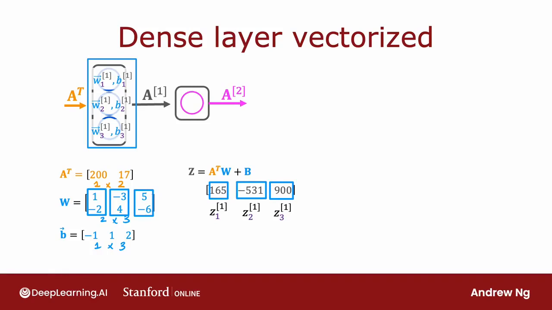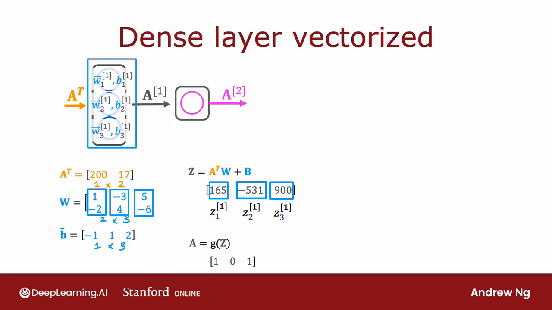And then finally, if the function g applies the sigmoid function to these three numbers element-wise, that is, applies the sigmoid function to 165, to -531, and to 900, then you end up with A equals g of this matrix Z ends up being 1, 0, 1. And it's 1, 0, 1 because sigmoid of 165 is so close to 1 that, up to numerical round-off, it is basically 1, and these are basically 0 and 1.